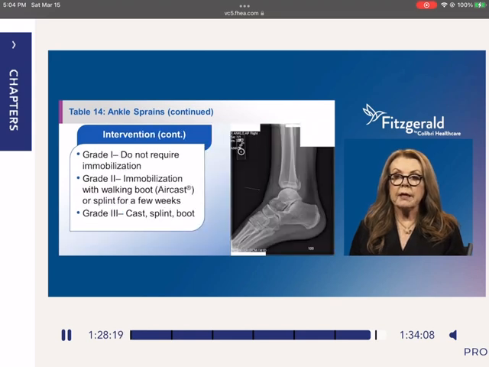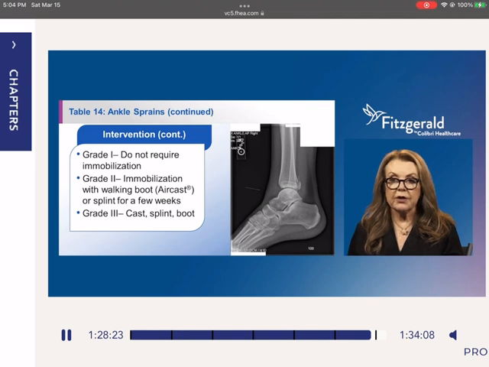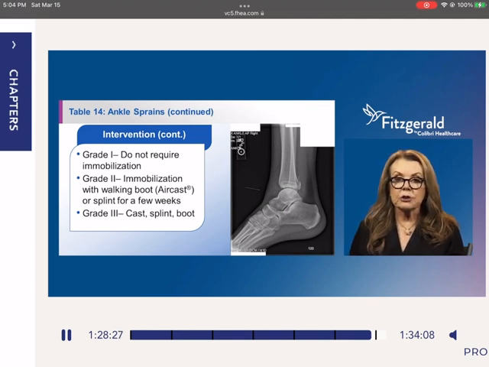With grade 1, do not immobilize. Grade 2, immobilize with an air cast or a splint for a few weeks. Grade 3, it's going to have to be a cast, splint, or boot. Grade 3, definitely managed with orthopedic consultation. You do not want to miss an occult fracture.